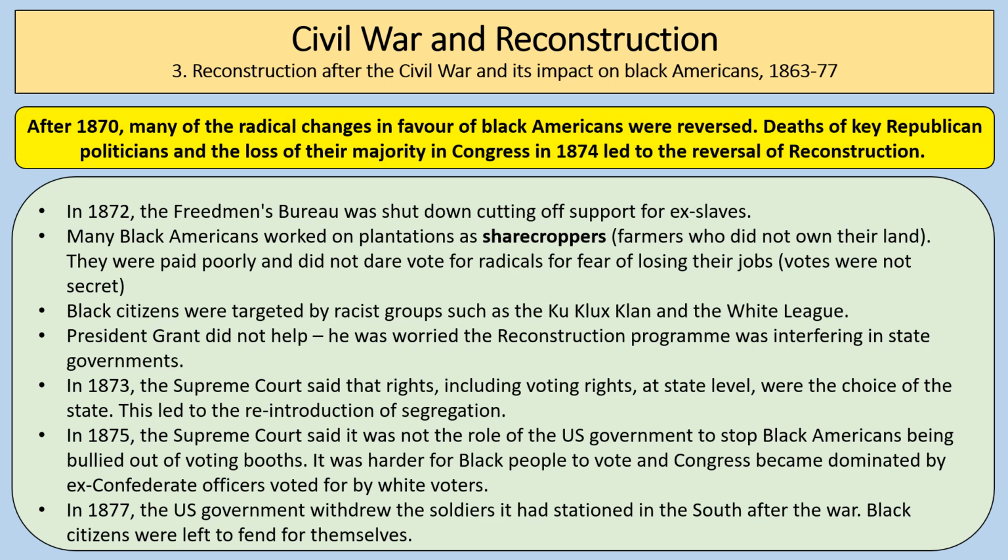In 1875, the Supreme Court said it was not the role of the US government to stop Black Americans being bullied out of voting booths, and that meant it was harder for Black people to vote, and Congress became dominated by ex-Confederate officers voted for by white voters. In 1877, the US government withdrew the soldiers it had stationed in the South after the war, and Black citizens were left to fend for themselves.